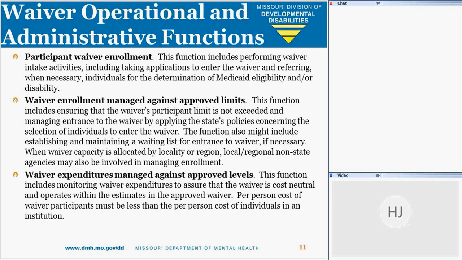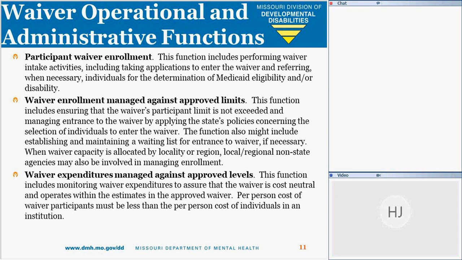Okay, so we get into a little more detail, and I'm not going to read exactly the slides to you. We'll kind of walk through them. But within each waiver application, all states are required to have and describe their operational and administrative functions. These functions are performed by the single state Medicaid agency, which in Missouri's case is the Department of Social Services, MoHealthNet Division. As in our division would be the operational agency. So we're going to quickly walk through several of these functions.